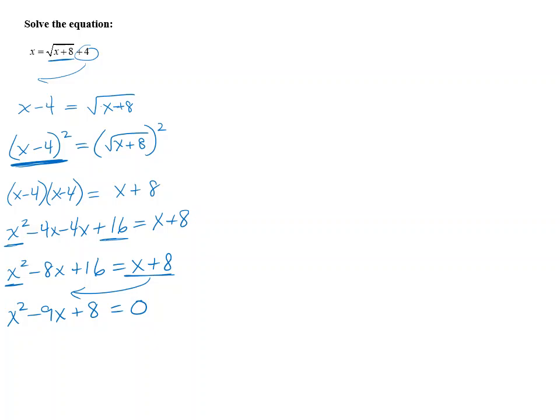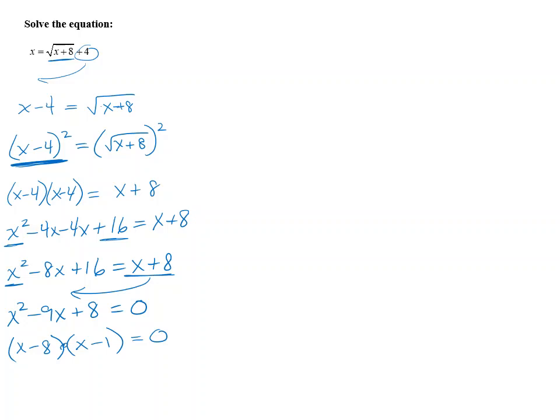Now we can try to factor, or we can use the quadratic formula. I always recommend trying to factor for about 30 seconds just in case, because factoring will get you to the answer sooner. In this case, it will factor because 8 as a positive 8, you can think of -1 and -8 that add up to -9. So x minus 8 times x minus 1, double checking that when you multiply that, you will get a -9x and a positive 8. Just always watch your signs.